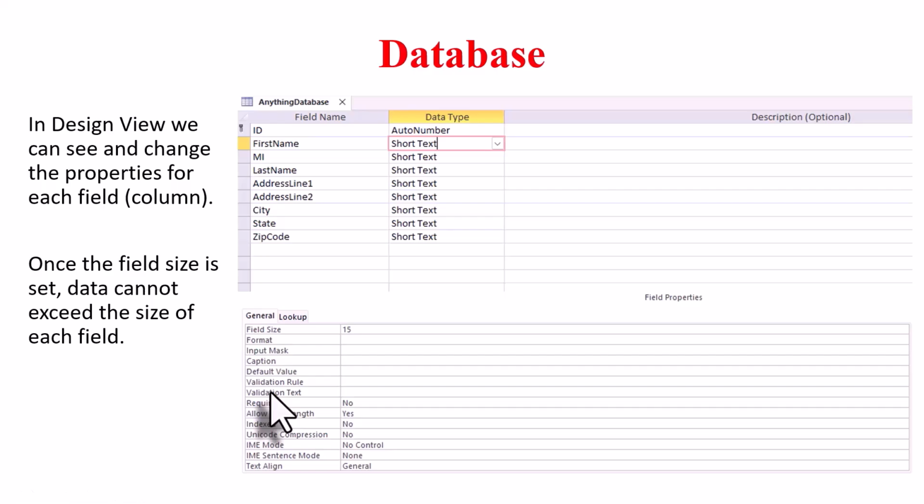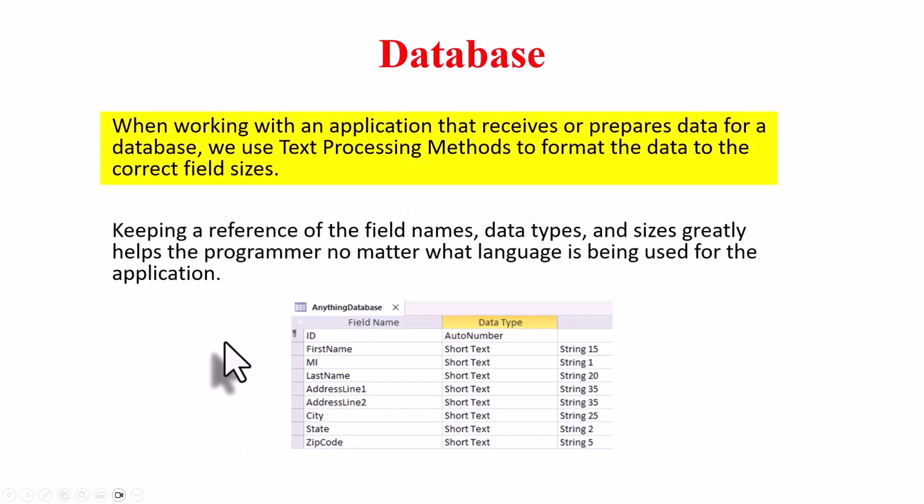In fact, we're not going to be using a database right now. We're going to be using a text file, so we don't have to worry about it. But we are going to be conscious of creating something that's going to be a certain size. In this case, the first name field is 15 characters long. When working with an application that receives or prepares data for the database, we use text processing methods to format the data to the correct sizes.